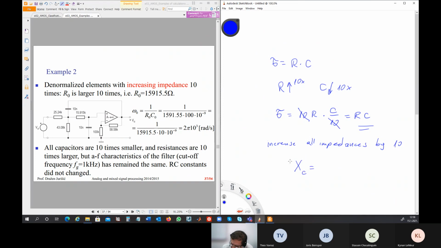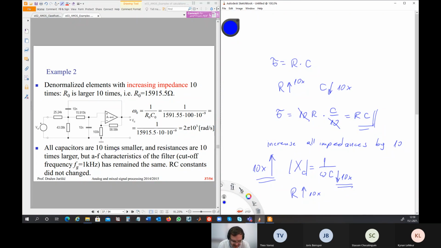The admittance of the capacitance is 1 over omega C. So to increase it 10 times, you must decrease the value of capacitance 10 times. For a resistor, it's simple: if you increase the resistor by 10 times, you increase the resistance by 10 times. But for capacitors, you must decrease 10 times to increase its impedance, or let's say reactance, by 10 times. Okay, but the most important thing is that the RC product is staying the same.